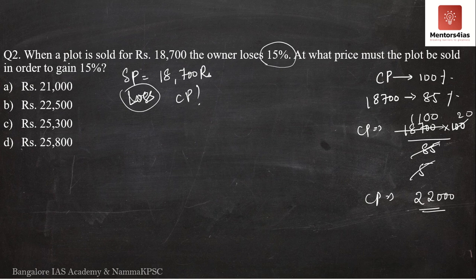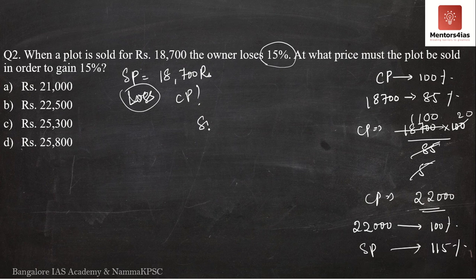So now what do we do? Again, the same thing. We already know the cost price now. If cost price is 100%, what should be the selling price such that we get a profit of 15%? If it is a profit of 15%, meaning it is 115% of the cost price, 15% extra. So now can we determine the selling price? Of course we can.